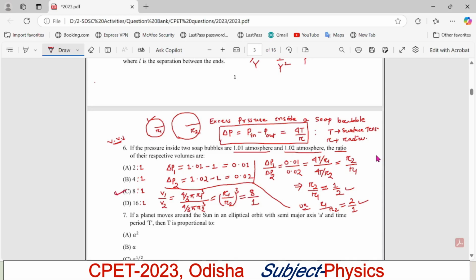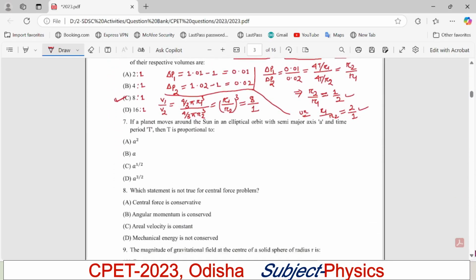Okay, now we are going to go for question number 7. In question number 7, it is given that a planet moves around the sun in an elliptical orbit with a semi-major axis. This is a direct question, Kepler's law. The sun is over here, the semi-major axis is given as A, and this is obviously the semi-minor axis.